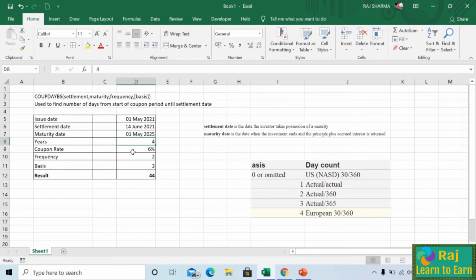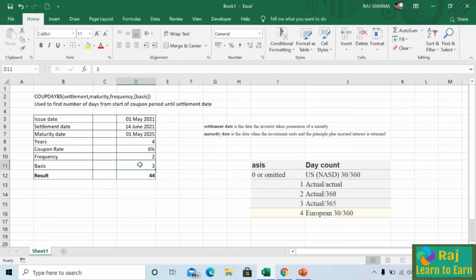Then coupon is nothing but the interest which is paid by the bond issuer between the issue date and the maturity date, as it is a debt. So when any company raises a debt, they are obliged to pay interest. That interest payment is termed as coupon in case of bonds. And this interest can be paid at different frequencies. It could be yearly, half yearly, or quarterly, depending upon the agreed terms.